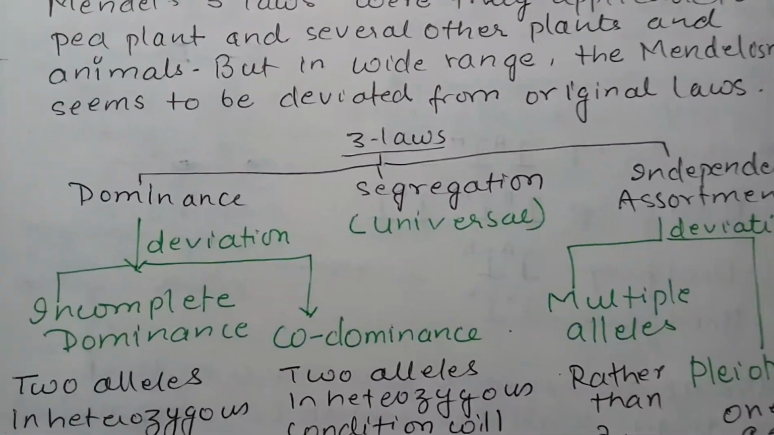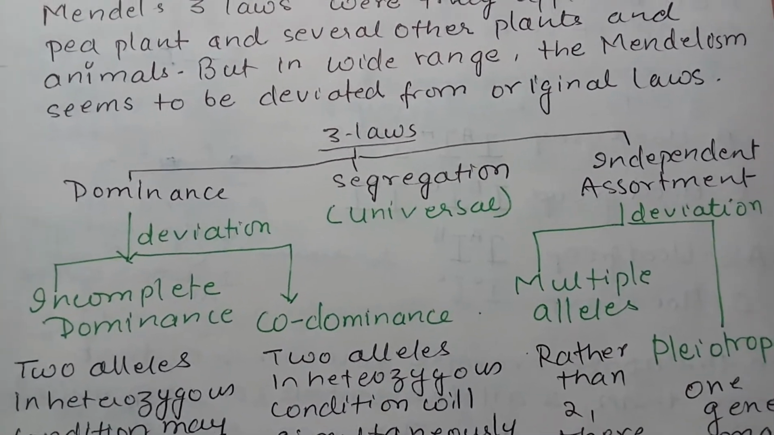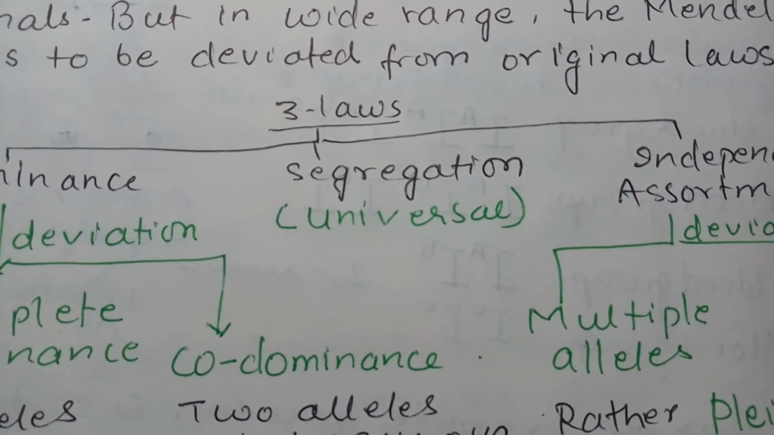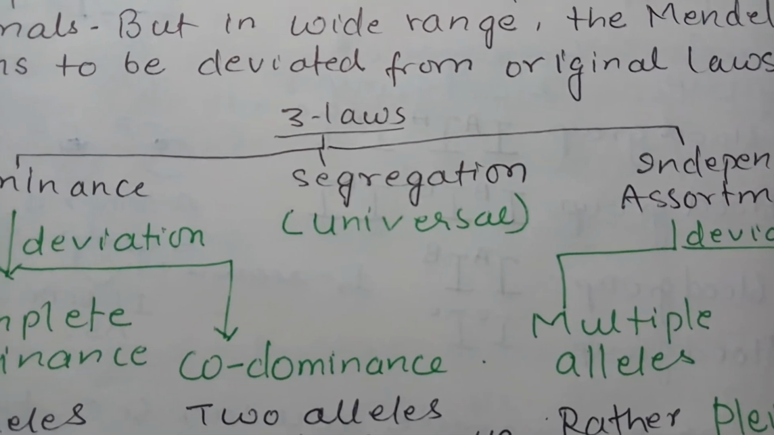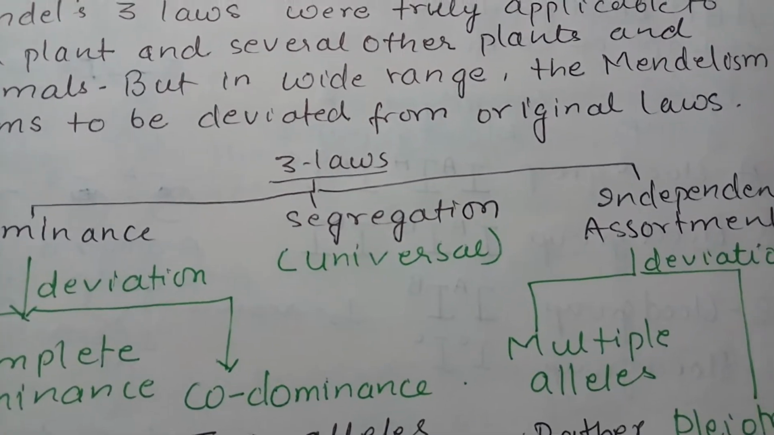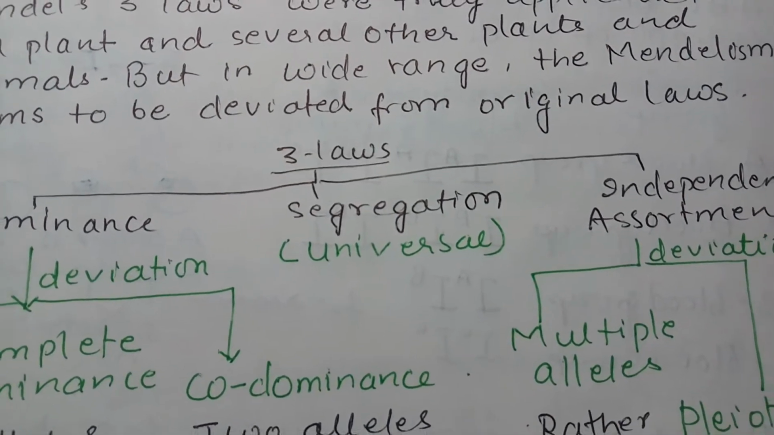Let's look at the 3 laws: dominance, segregation and independent assortment. Out of these 3, segregation is the universal law, because you can see the gametes always segregate during meiosis in the sexually reproducing organism, and again the paired condition is restored during the fertilization.